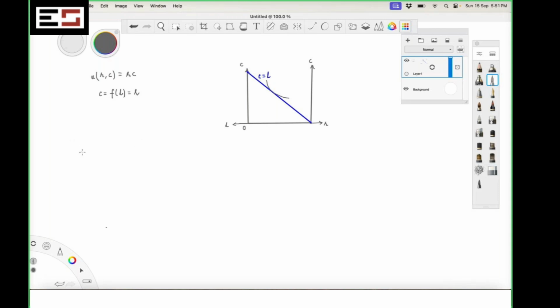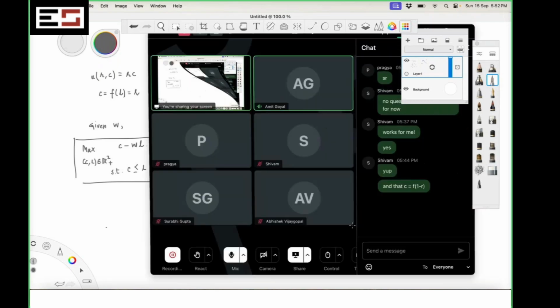Okay. So what is the profit maximization problem? Maximize with respect to C, L in R2 plus, C minus WL, subject to the constraint that C is less than or equal to L. Right? This is a profit maximization problem. Yes. Okay. So it's actually a very simple problem.